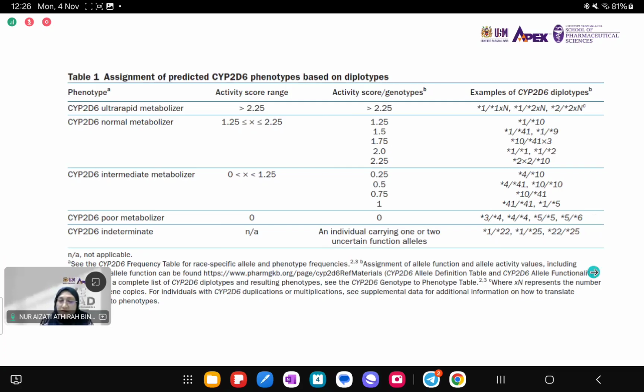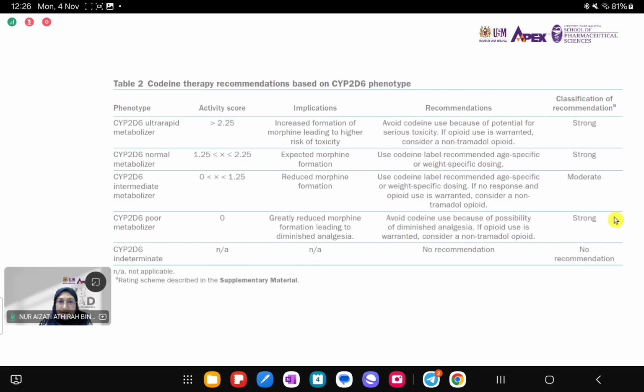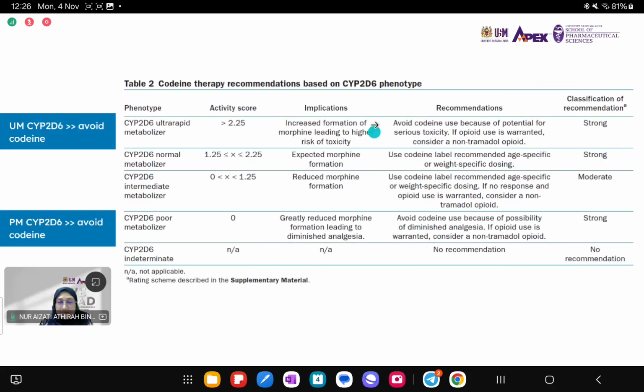Okay, CYP2D6, we have covered this one. Okay, this one pun sama, repetition sahaja. But this is the recommendation from CPIC guideline. Maksudnya dia ada dah dia punya recommendation kat sini. If it's CYP2D6 ultra rapid metabolizer, so there is an increased formation of morphine, which leads to higher risk of toxicity. So avoid codeine use because of potential for serious toxicity. Recommendation is also strong.